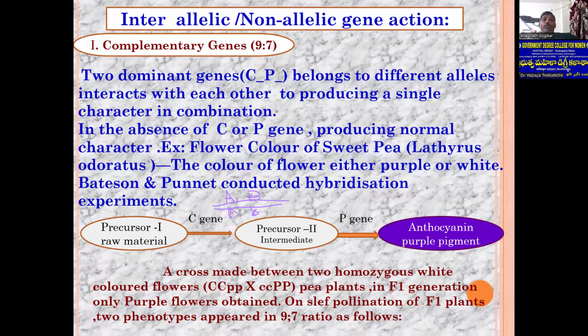వీటిని సంపూరక జన్యువులు అంటారు. So the two dominant genes belonging to two different alleles interact with each other to produce a single character in combination.